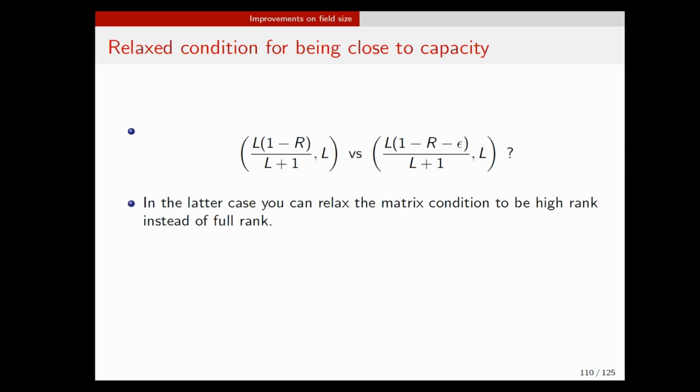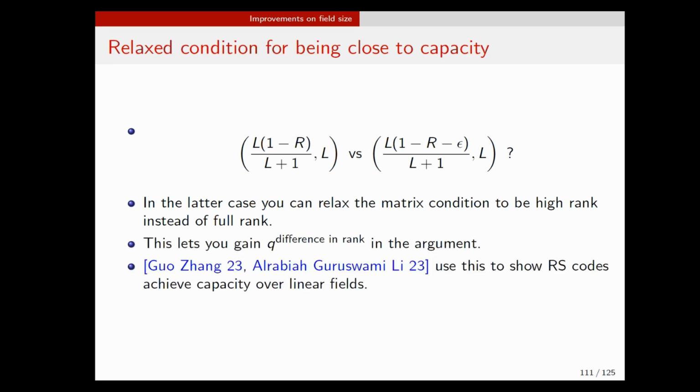It turns out all the algebraic conditions that we had, the way I'd written it, is that the column rank should be full. Instead, giving ourselves some slack, let's say the column rank doesn't need to be full, it just needs to be large. There's a whole lot of work you have to do for that, but you can make sense of it. And that basically lets you gain Q to the difference in the rank in the argument.